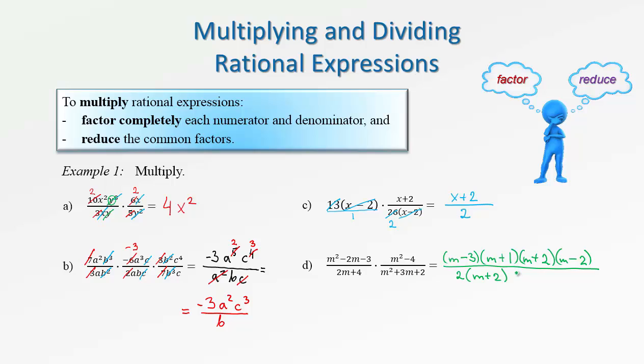And over there, again, prepare two brackets. Similarly as before, the product is 2, the sum is 3, so it must be m plus 2 and m plus 1. Okay, now we are ready to reduce any common factors that we see. So for example, m plus 2 goes with m plus 2, m plus 1 cancels this m plus 1, and the rest has to stay. So final answer is m minus 3 times m minus 2 over 2 times m plus 2.